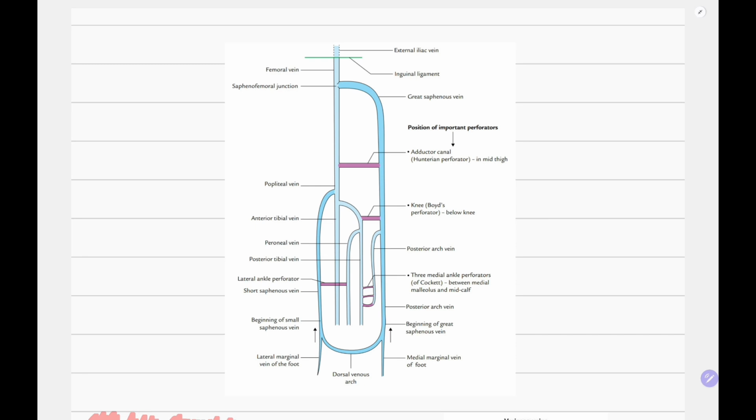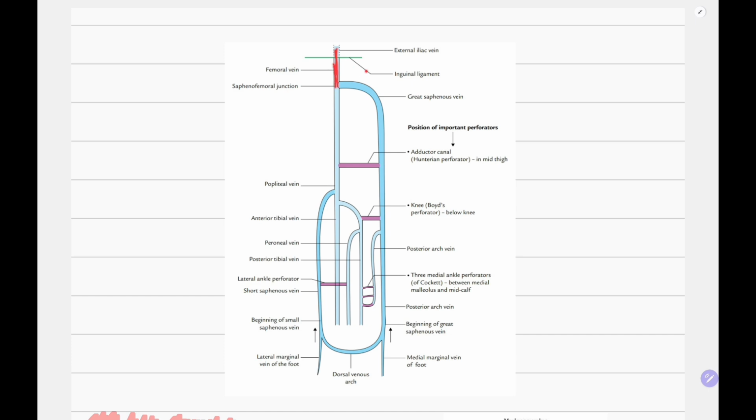Now whenever a question is asked regarding the venous drainage of the lower limb in your examination, you have to compulsorily draw this diagram, and I'll teach you how to decode this diagram and how to go through it. As I've already told you, we are starting with the external iliac vein, which is right above the inguinal ligament, and the external iliac vein continues as the femoral vein.